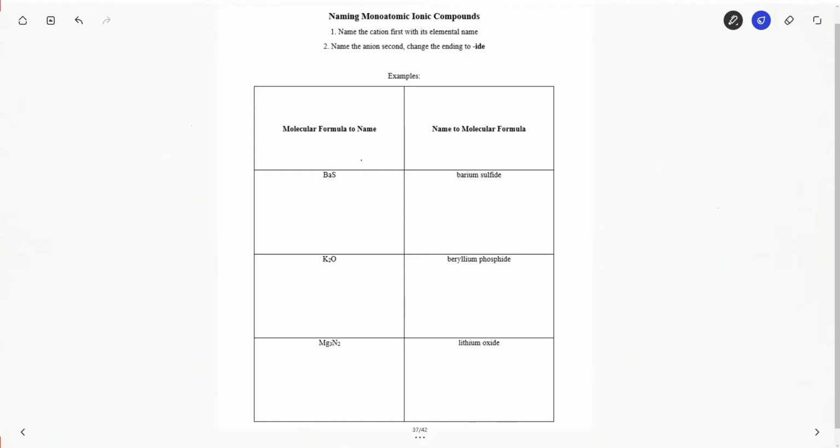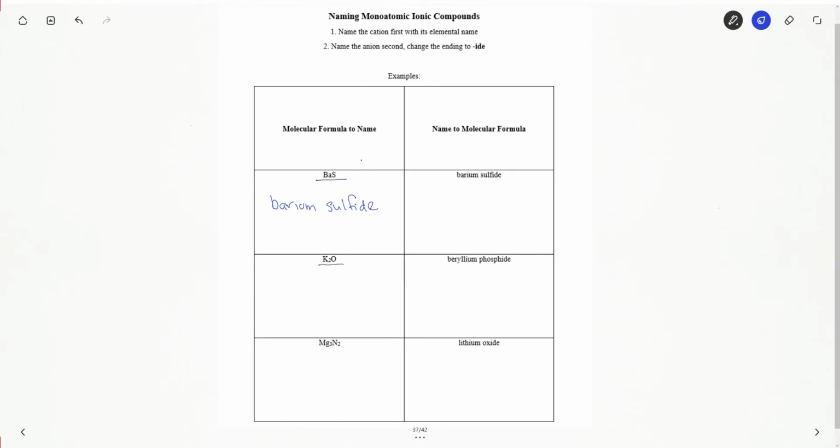So taking a look at my first example here, I have a cation and an anion. Notice the cation is always written first. In this example, my cation is barium. I just name it with its elemental name. My anion is sulfur, but I need to change its ending to IDE. So it will become sulfide. This is barium sulfide. Easy, right? Let's go to the next one.